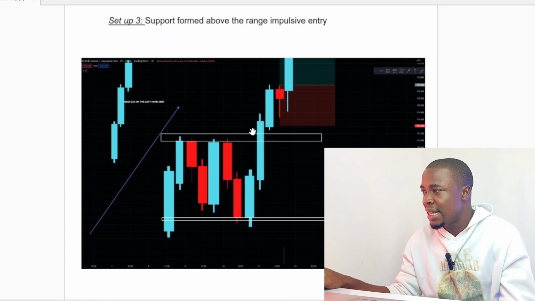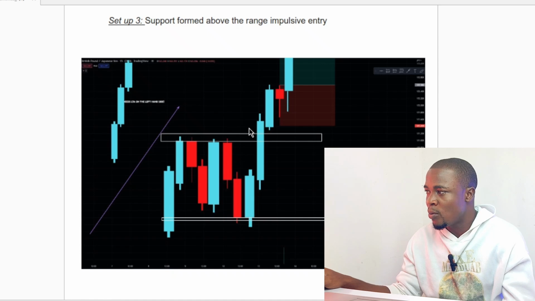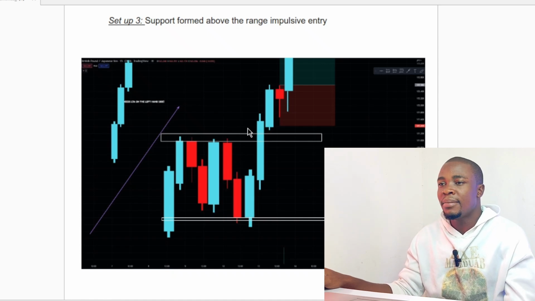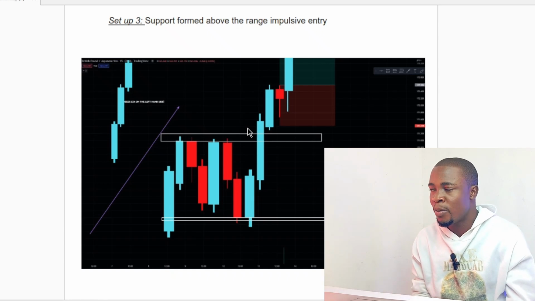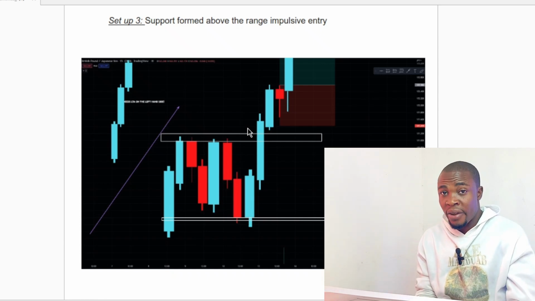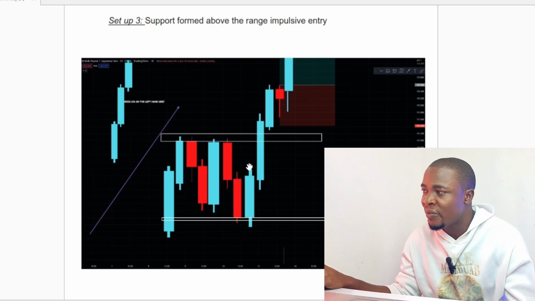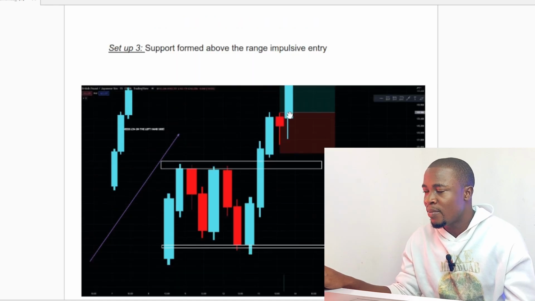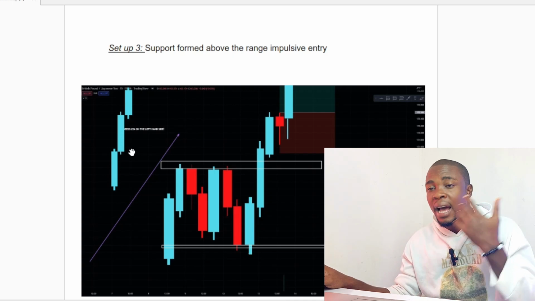The next one is setup 3. Setup 3 is the exact same thing as setup 1, but sometimes the market won't give you room to trade. When setup 1 is confirmed, sometimes you see it very late. So what do you wait for? You wait for a support to be formed after setup 1. When a support forms, you have something like this, and then a break above that support is your next entry. And also remember, you need to have an LTA at the right time.